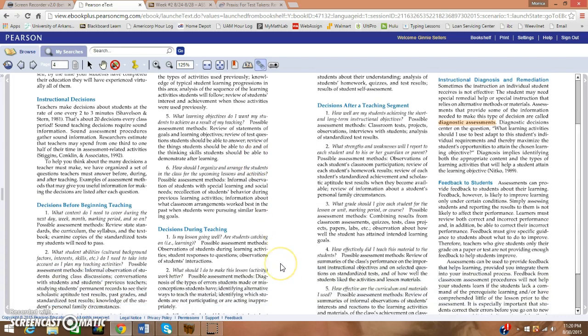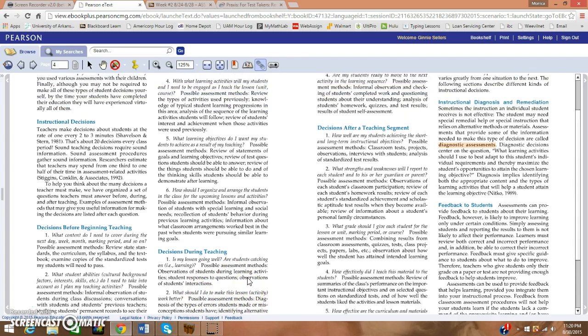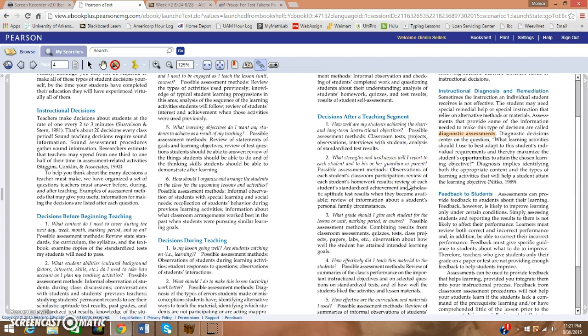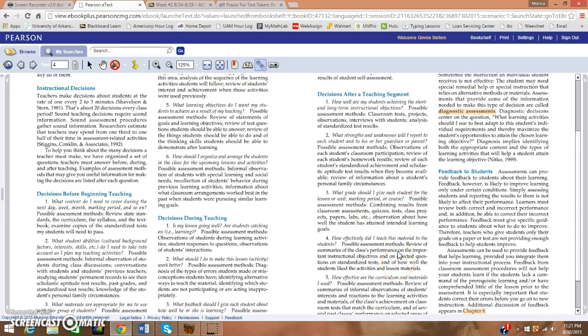Now, during teaching, as I was reading through the text, it says that you need observations. You need to observe, formally or informally, so that you can assess where you need to be with your lesson. And then after teaching a segment, that is when summative assessments come into play. And this is like tests or projects, homework results, quizzes, tests. So that's what that is.